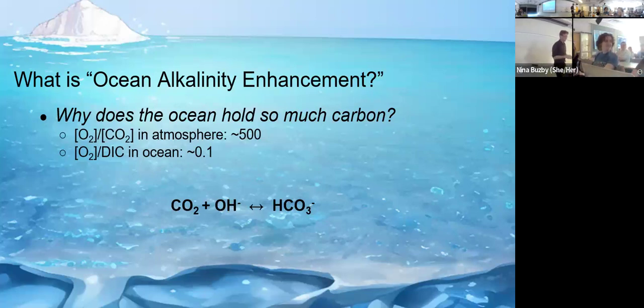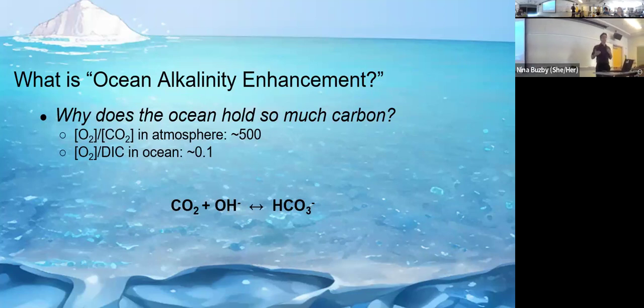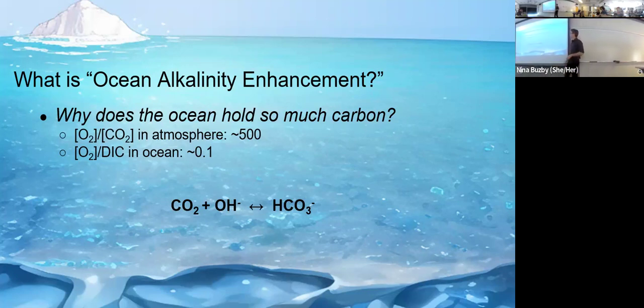This is awesome. Okay, the important thing to know for the purposes of the rest of what I'm going to be talking about today is that alkalinity is the answer to the question of why the ocean holds so much carbon. If you look at the ratio of oxygen to carbon in the atmosphere, the ratio is about 500. If you look at that same ratio, oxygen to DIC in the ocean, that's 110. So there's a lot more carbon in the ocean than you would expect.